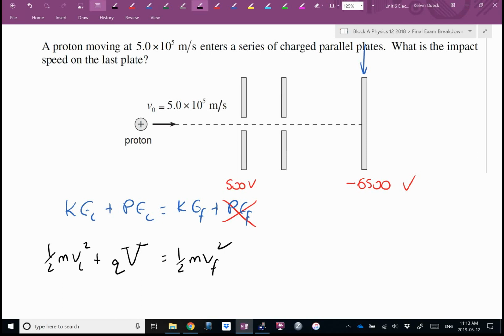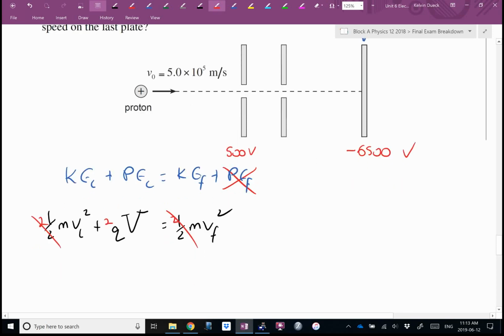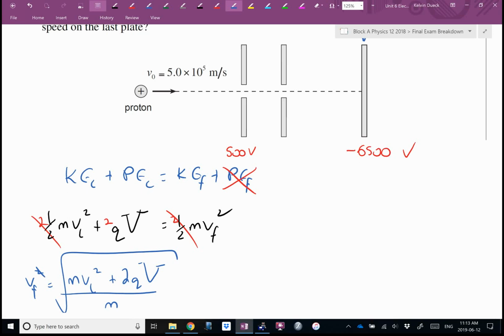Okay. Now what? Here, I usually chose to go times 2, times 2, times 2, because here the 1/2 and the 1/2 cancel, and we ended up with this: m vi squared plus 2qV over m equals vf squared. And then we said, how do we get rid of a squared? Square root. That's about as complicated an equation as I'm still willing to get the v by itself with.